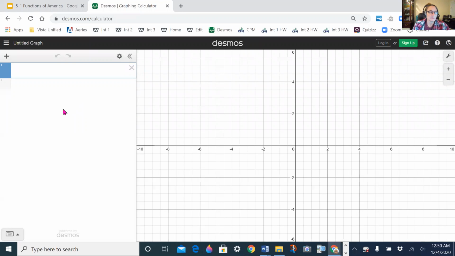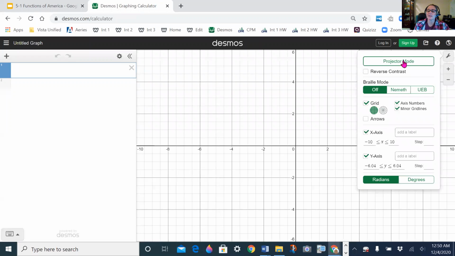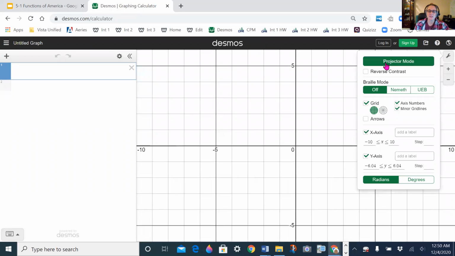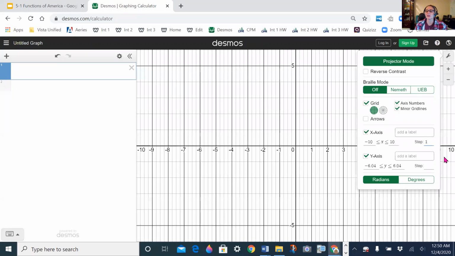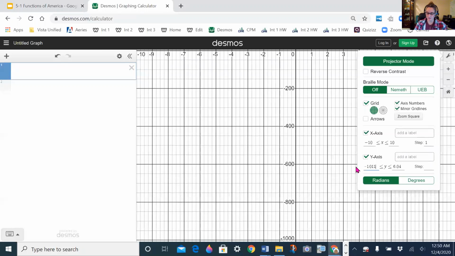So here I am on Desmos. The first thing I'm going to do is come over here to the wrench, and I'm going to put it on projector mode, and I'd like for you guys to do that too. It's going to darken this a little for us so that when we do our image, it's going to be a nicer image for us. And then I want us to go from -10 to 10 on our x by ones, okay? And then we're going to go on our y-axis from -10 to 10 by ones.